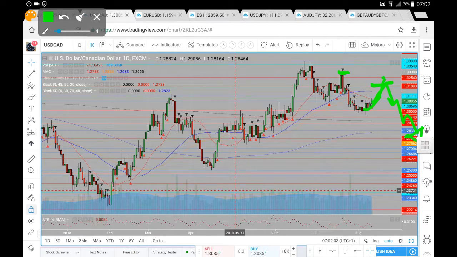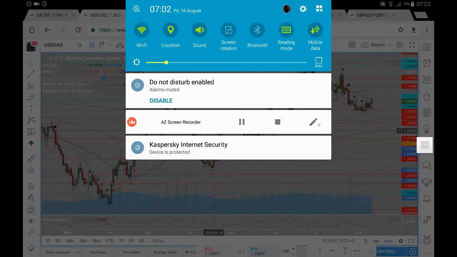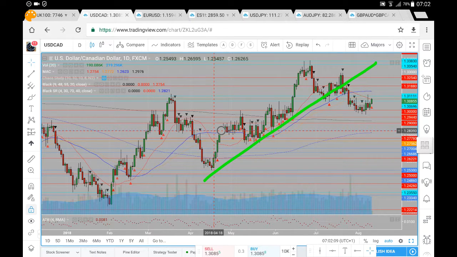And with that said, I suppose we should point out that we did have this uptrend here, and we did break out of it to the downside. So this rally may just fail. We may put in a lower high and see further continued breakdown here on the US dollar CAD.